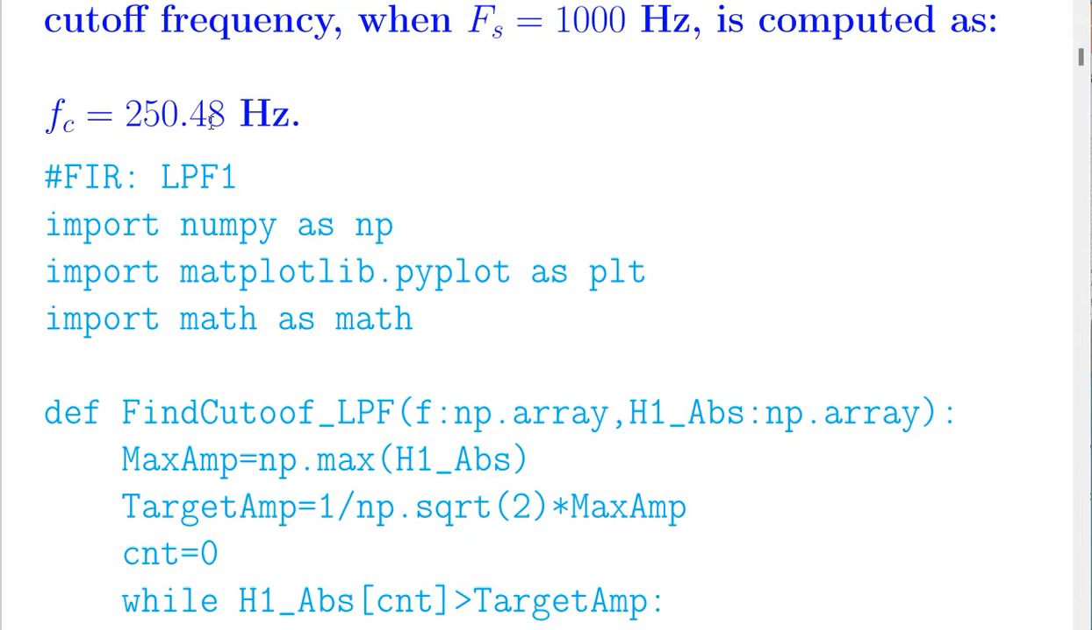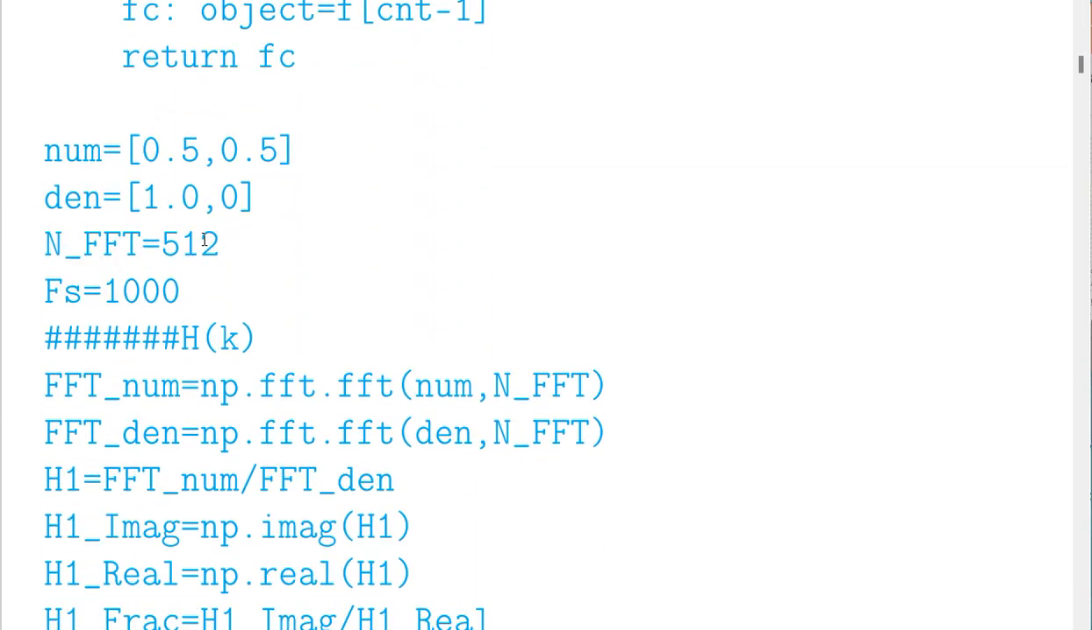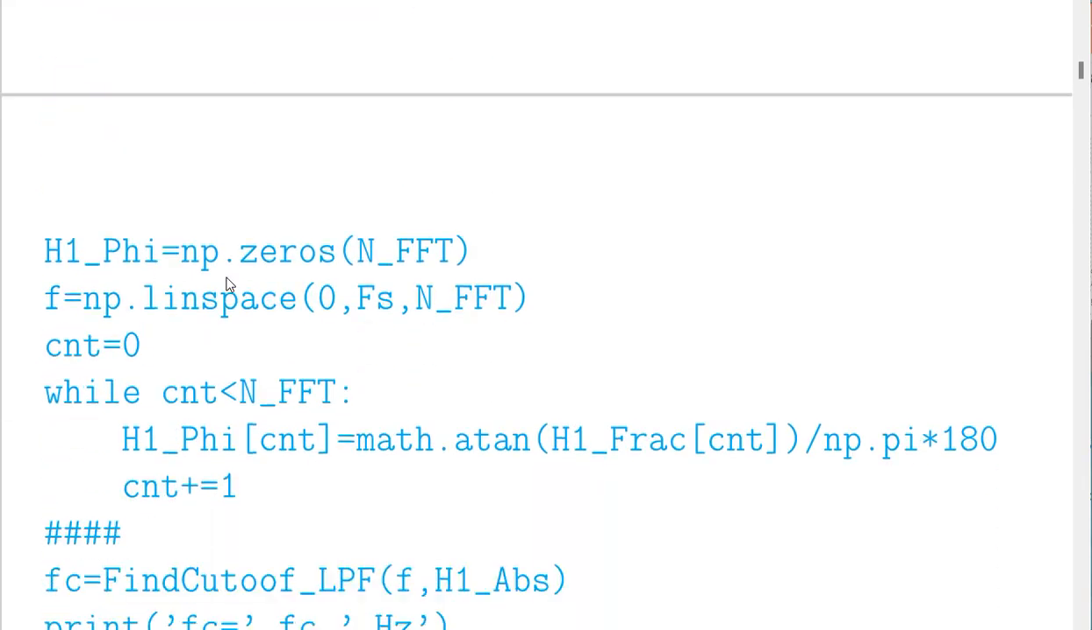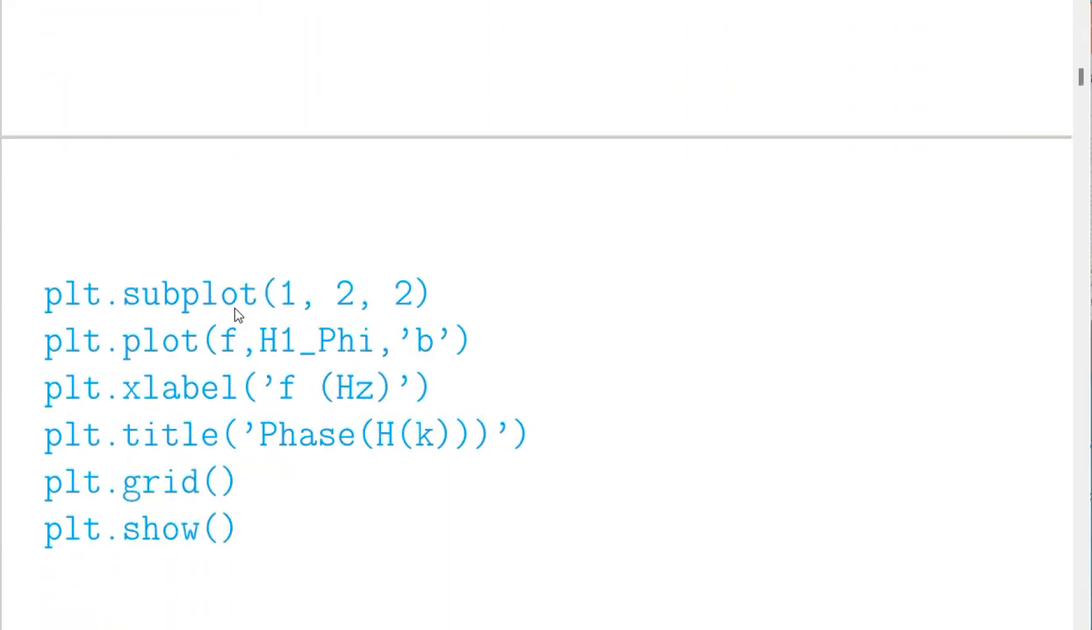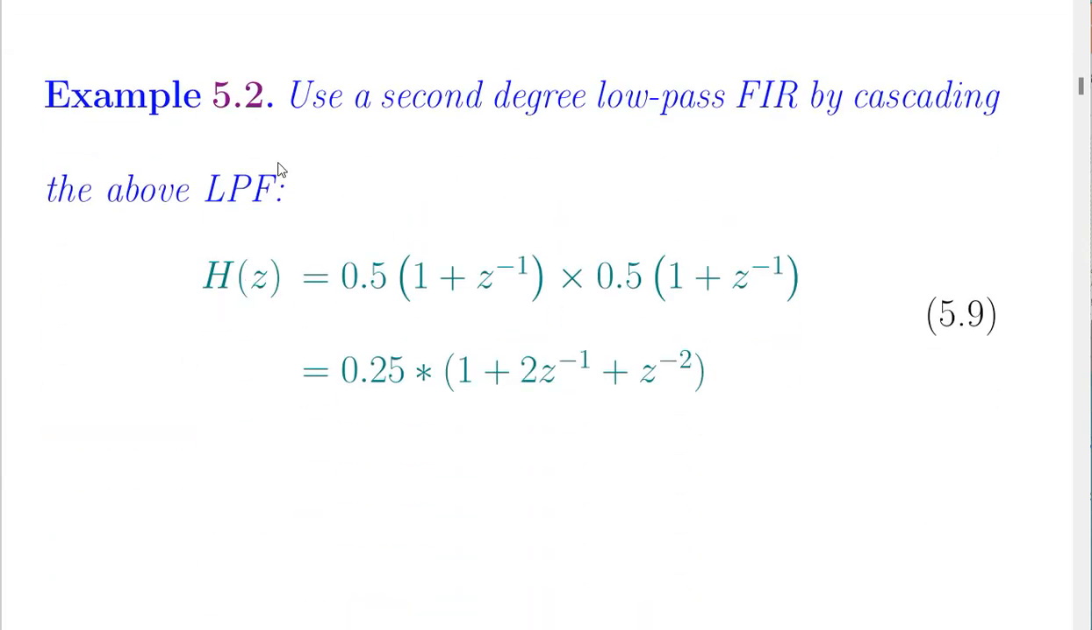Going back to the lecture note. Okay. You will get access to the code, so don't worry about it. Just scrolling to finish it up. Now, example 5.2. Use a second degree low pass FIR by cascading the above low pass filter. Okay? It means use 2 boxes of the low pass filter we described.